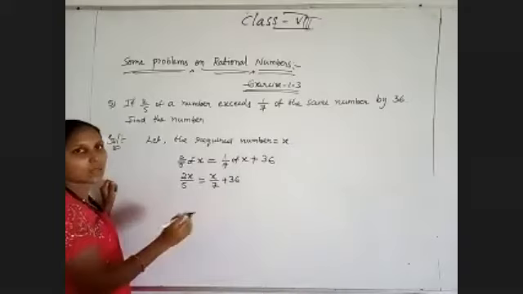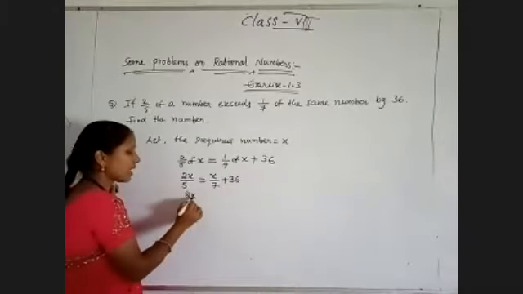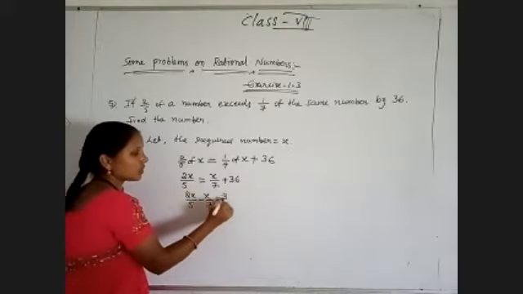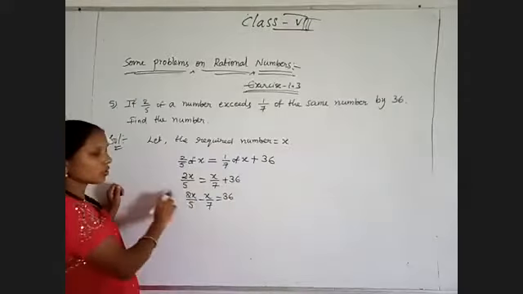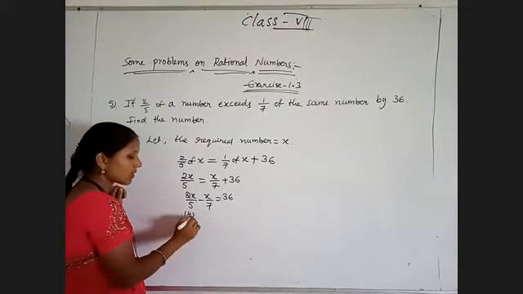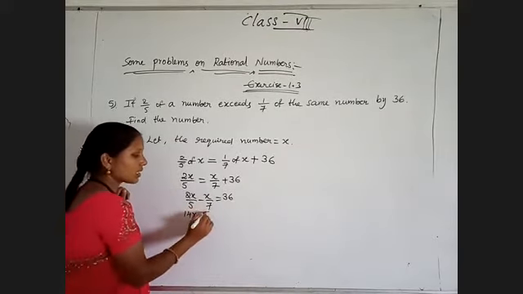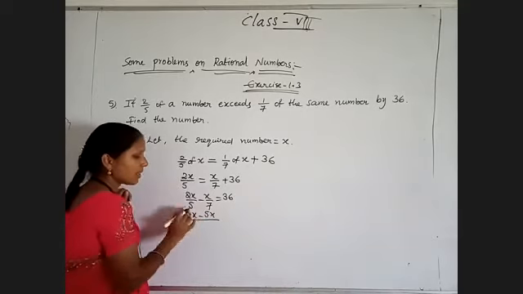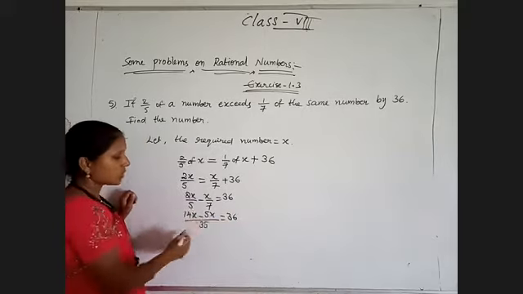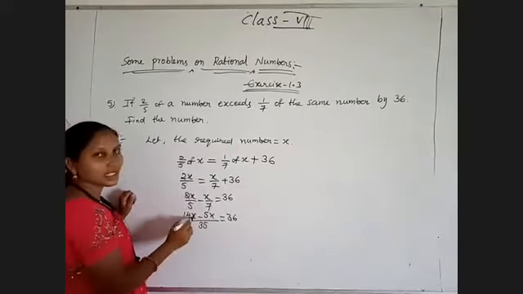Bring the x terms to one side. 2x by 5 minus x by 7 is equal to 36. Go for cross multiplication. 7 twos are 14x minus 5 into x is equal to 5x, and 5 sevens are 35, which is equal to 36. Do the simplification, that's all. 14 minus 5, that is nothing but 9x.